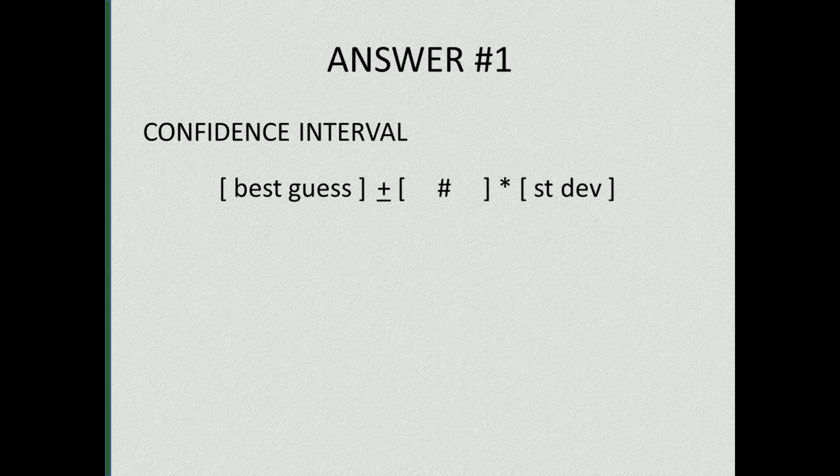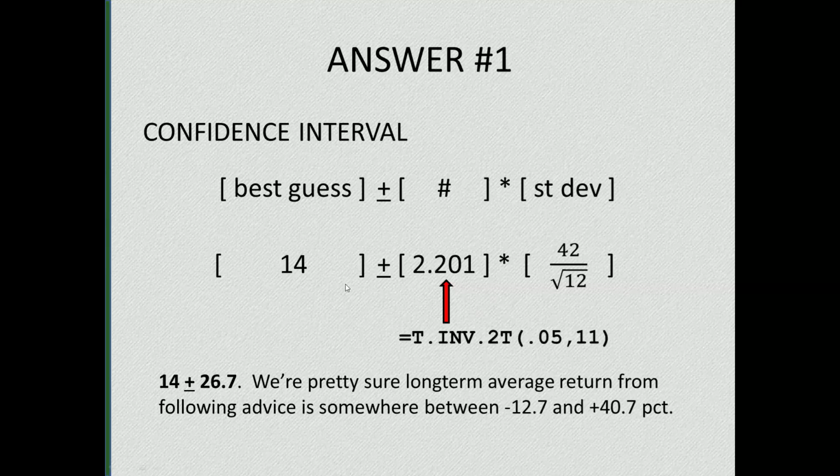It's a confidence interval, so it's going to be of the form best guess plus or minus some number of standard deviations. For these data, our best guess was the average return we got from our sample, which was 14%. We're analyzing a mean, so the standard deviation will be the standard deviation of a mean, sigma over the square root of n. We had 12 data points. We don't know what sigma, the population standard deviation, is, but based upon our sample, we think it's around 42.